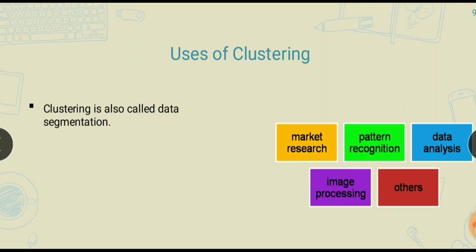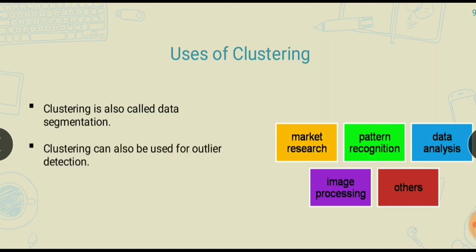Now, clustering is also called data segmentation. Why is it called data segmentation? Clustering partitions a large data set into groups according to their similarity. So if I have lots of data, clustering helps me in grouping this data into smaller and more meaningful clusters or groups based on their similarity.